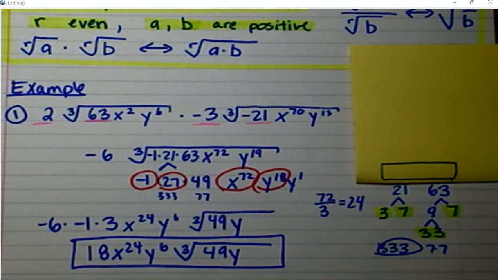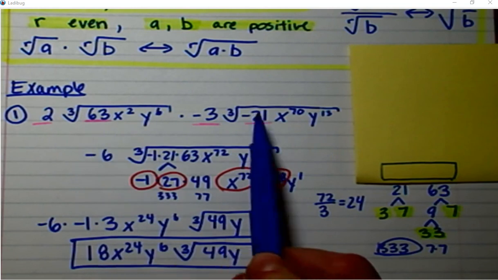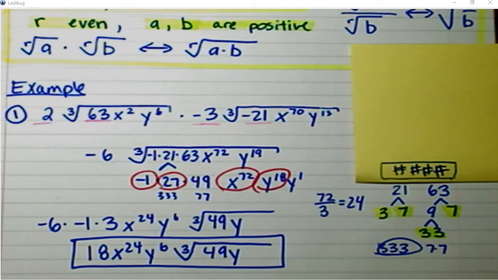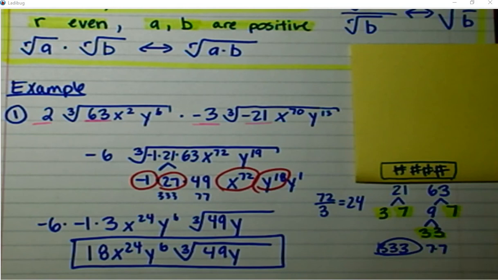Okay, so what was the trick here? Make sure that you can do this multiplication without a calculator. Notice that you didn't need to know the number. You just needed to know what the factors were. Okay, so now I'm going to do a division example.